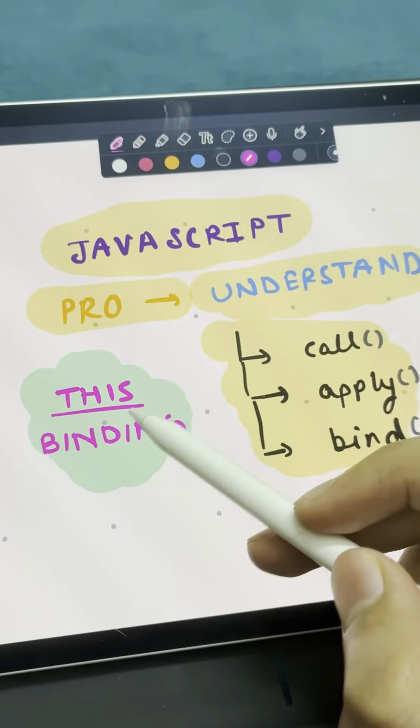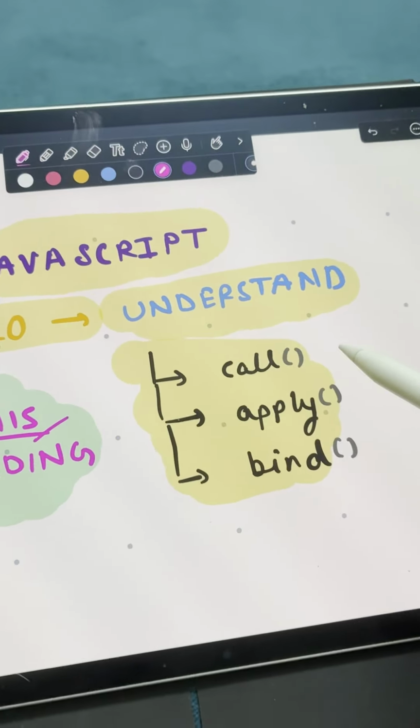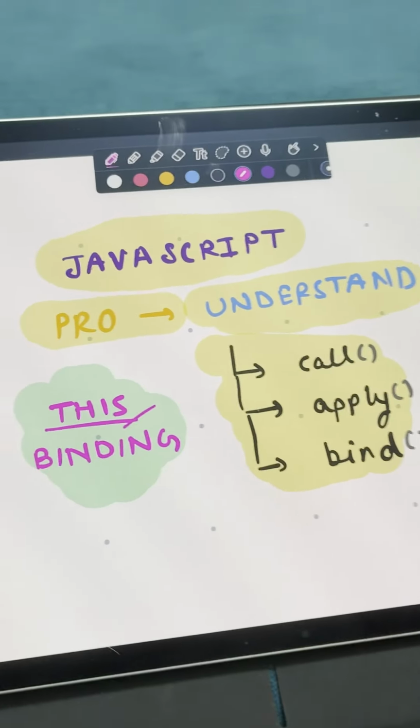Let's learn this binding in JavaScript with call, apply, and bind. These are also called explicit binding. We will also learn about implicit binding.